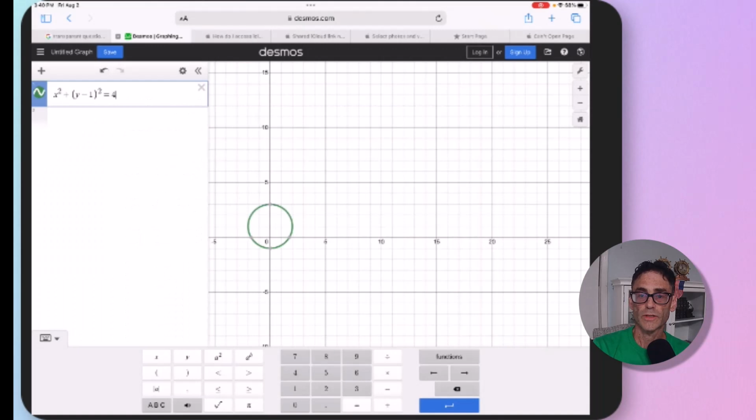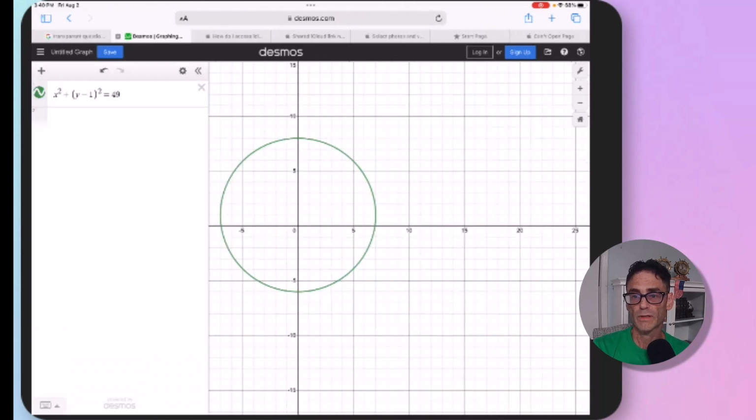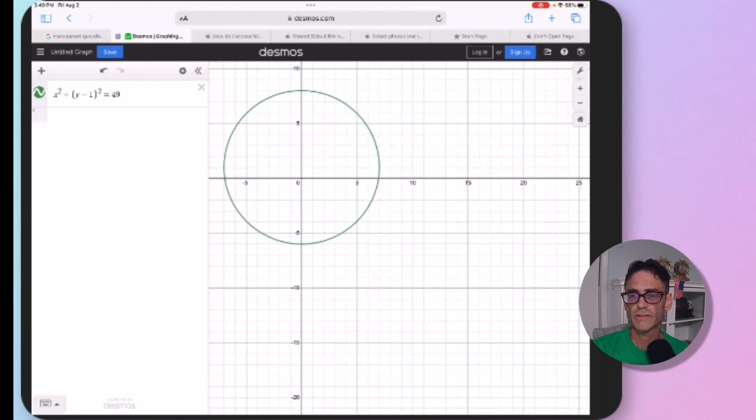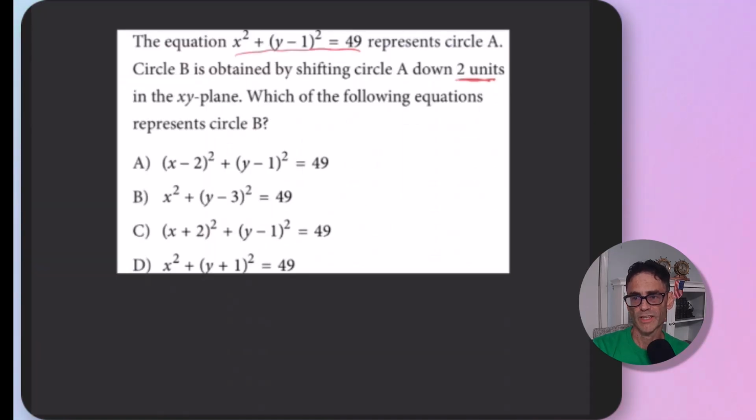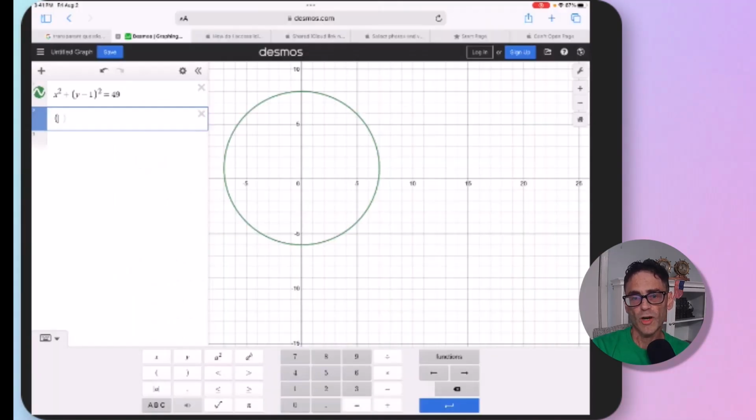Okay, so I'm putting my equation there, and you can see, I move the window a little bit. So there's that circle, and we're going to shift it down, but again, I want to put in the center. So the center is (0, 1), and I can just do parentheses 0, comma 1, and it has the dot. I can put in the shifting down. It's going to shift from 1 down to -1, right? There is my new center.